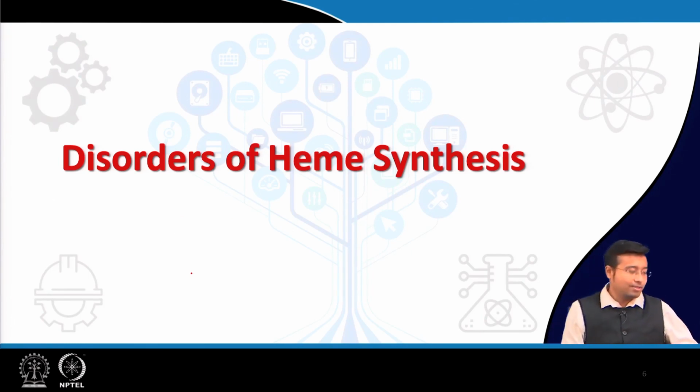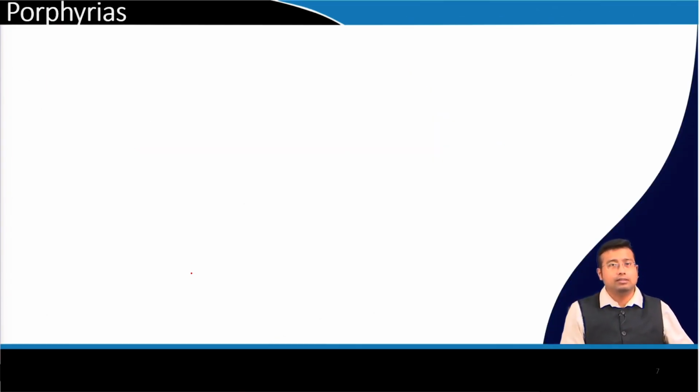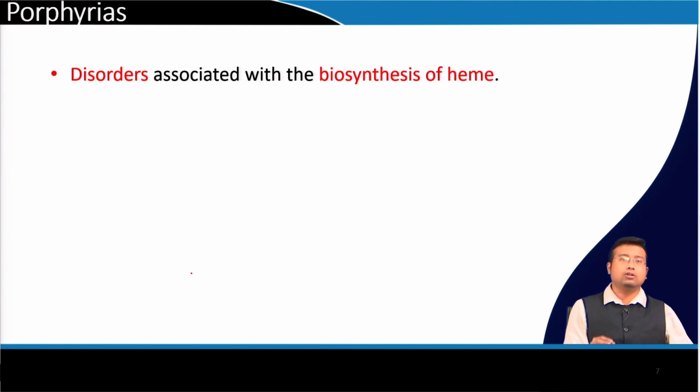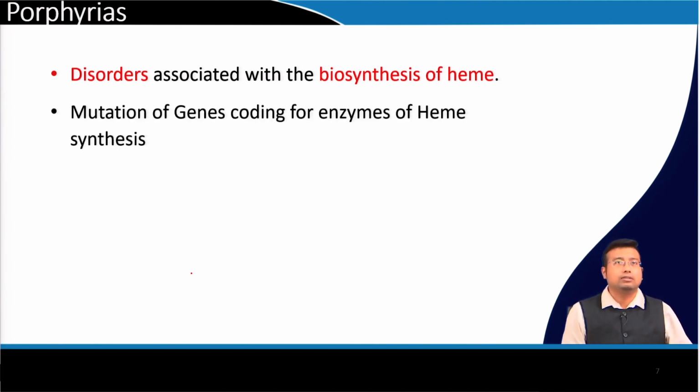I hope you have gone through them very well. So coming to the disorders of heme synthesis, they are collectively known as porphyrias, all right. So, disorders associated with biosynthesis of heme. What is the reason? Basically, we all know the enzymes are proteins that are coded by genes that are designed for those proteins, right? And if there is some mutation in those genes, the enzyme activity will be improper, it will be reduced, and that will lead to these diseases.